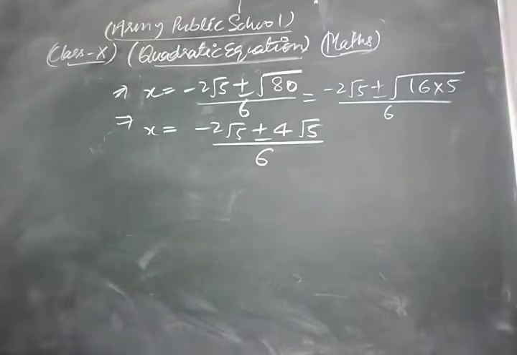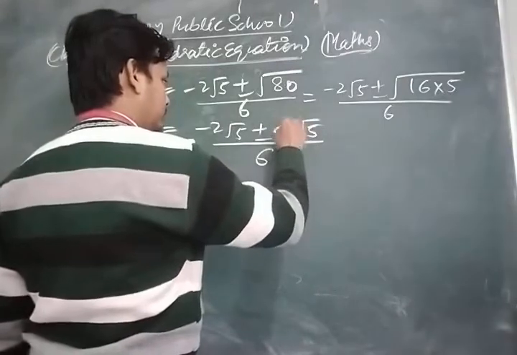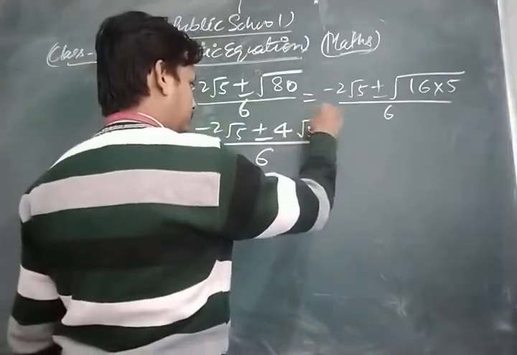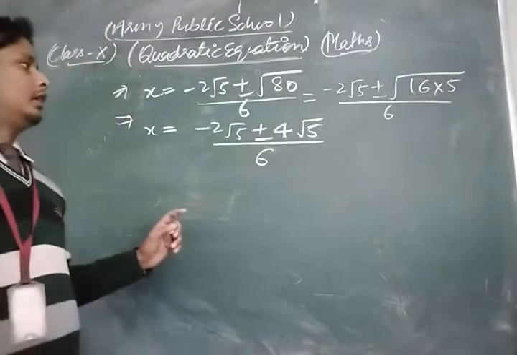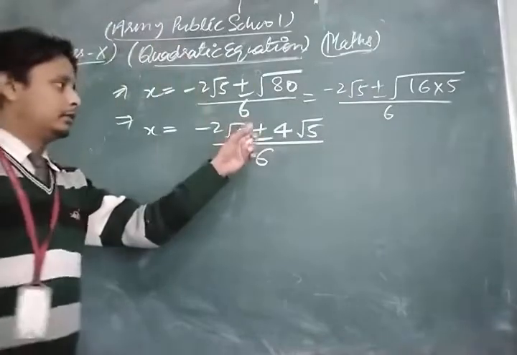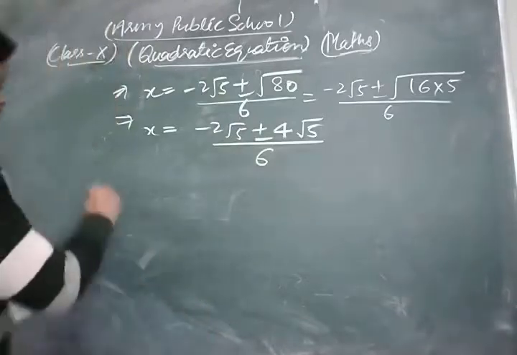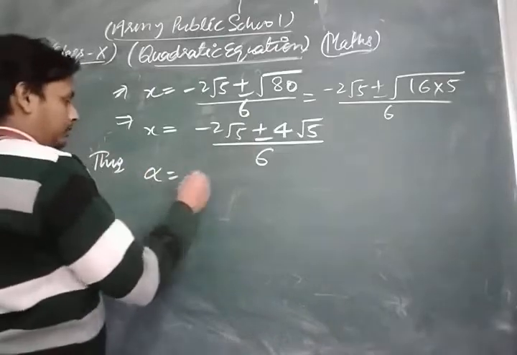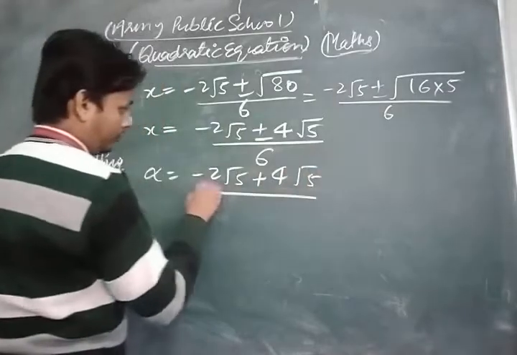Now look, dear student, because a quadratic equation has two roots, first of all we take plus, that is the first root. Now when we take minus, then we find the second root. Thus, the first root we take as alpha: minus 2 root 5 with the plus sign, plus 4 root 5 upon 6.